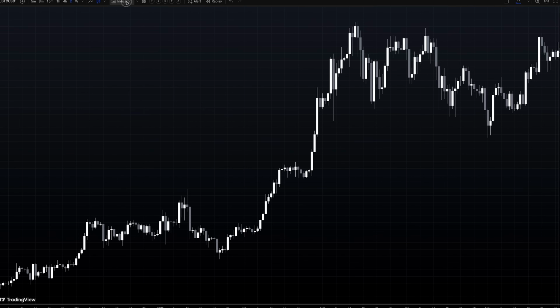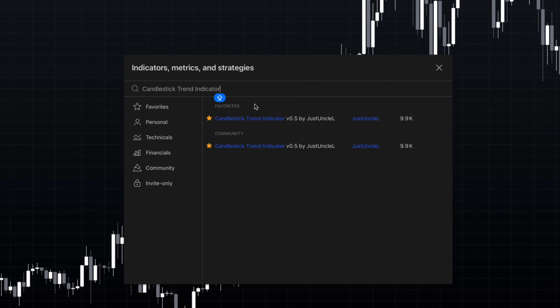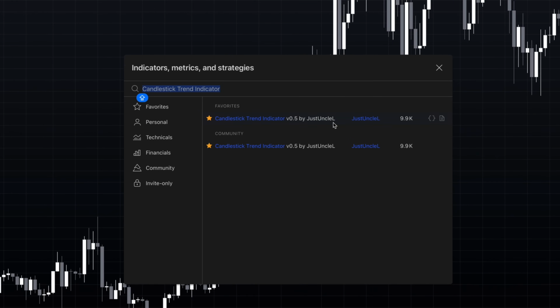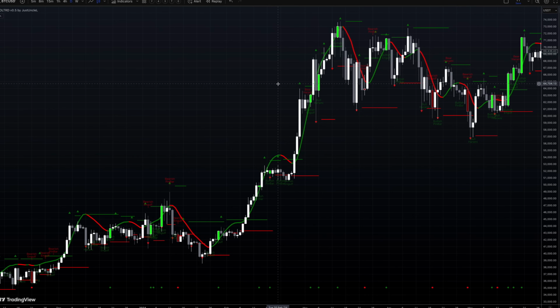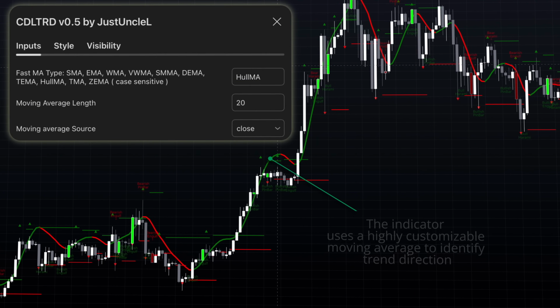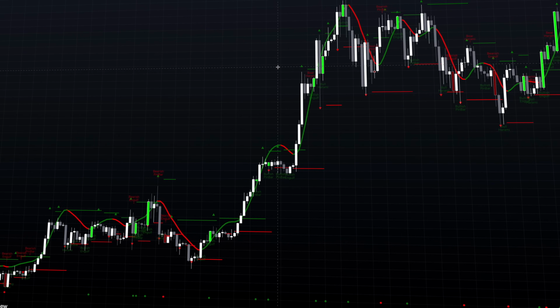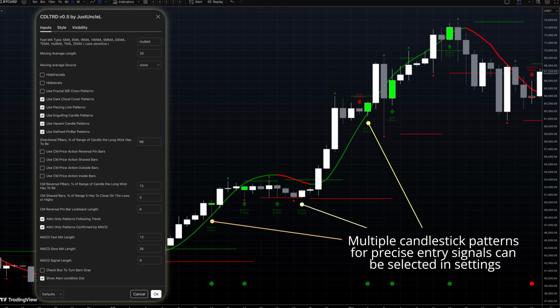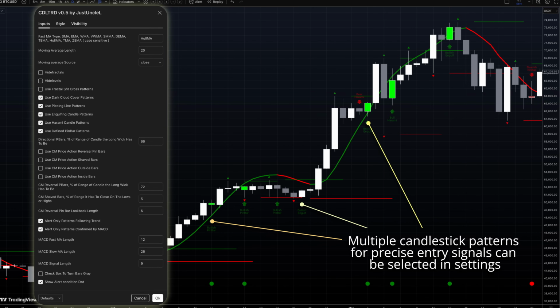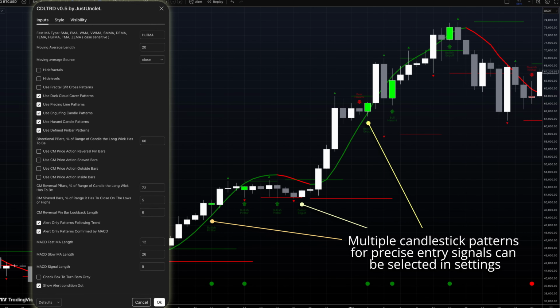The Candlestick Trend Indicator by Just Uncle L combines multiple technical analysis methods into a comprehensive trend-following system. At its foundation, the indicator identifies trend direction using a customizable moving average. The indicator's core functionality revolves around recognizing and highlighting specific candlestick patterns that support the current trend.